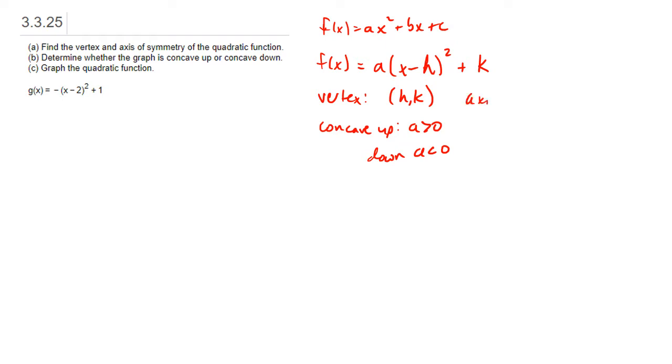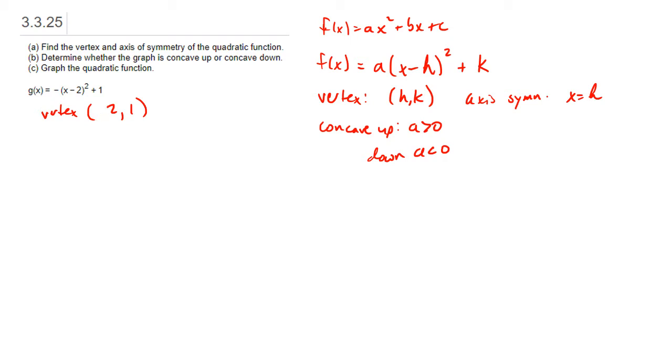Also, the axis of symmetry is the vertical line that goes right through the vertex. So in this particular case, it's given to us in vertex form. So the vertex is at exactly positive 2, 1. Now, why positive 2? Observe that in the formula for vertex form, there should be a negative sign here. So positive 2 corresponds to x minus 2. So the vertex is at 2, 1.